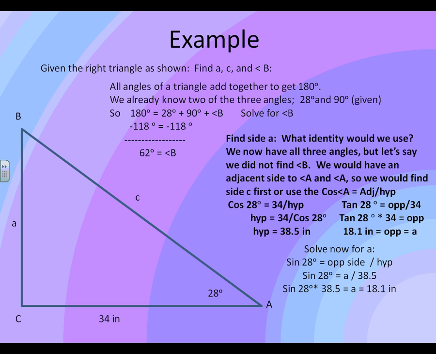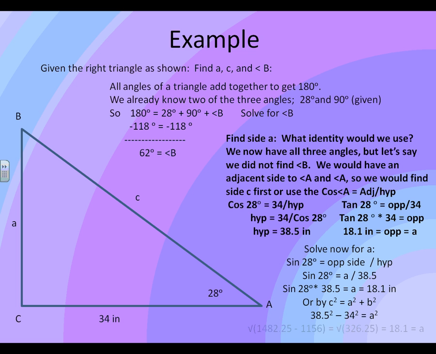And we could also notice that we have a right triangle. And in any right triangle, we have the hypotenuse squared, or c squared, equals the sum of the legs squared, namely a squared plus b squared. So the equation would be, using Pythagorean theorem, c squared equals a squared plus b squared. Now, if we substituted 38.5 for our hypotenuse into that equation and 34 for b, we would subtract them to find a squared.